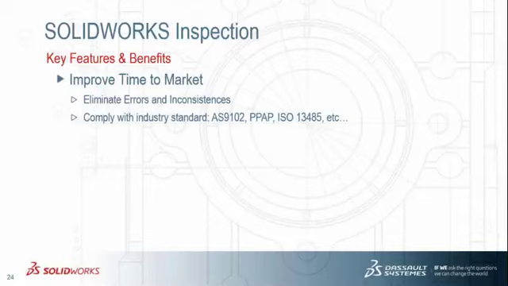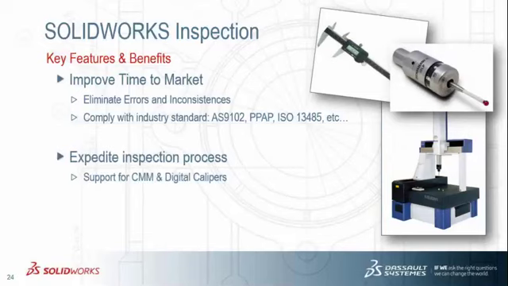Additionally, by removing many of the errors and omissions in your inspection documents, SolidWorks Inspection can really streamline your inspection process and ensure that your inspection documents comply with the various industry standards such as AS9102, PPAP, ISO 13485, and more, allowing your organization to improve your time to market. Now, if your organization performs inspections regularly and uses CMM or digital calipers, SolidWorks Inspection can also provide additional support by easily importing that information directly and helping you perform your inspections more efficiently.